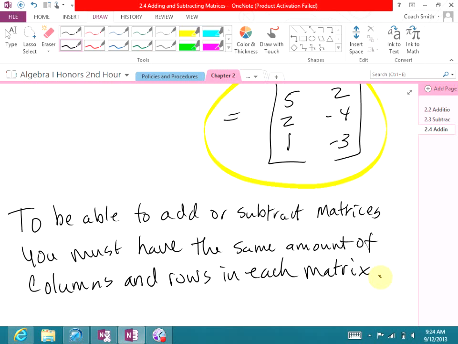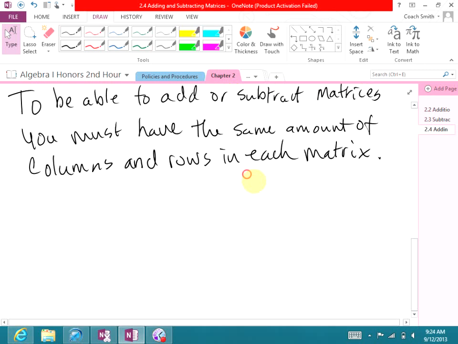Now, let's look at the tougher one of the two, which is the subtraction. Let's look at one out of the work. Let's look at number 20. Instead of looking at the example that's already done for you, let's look at number 20.